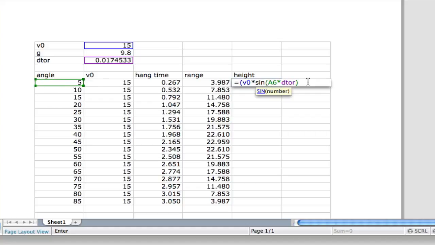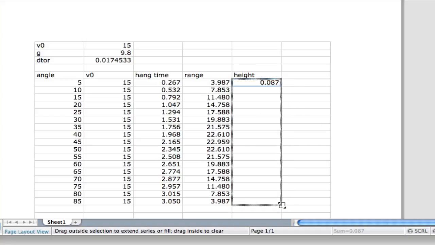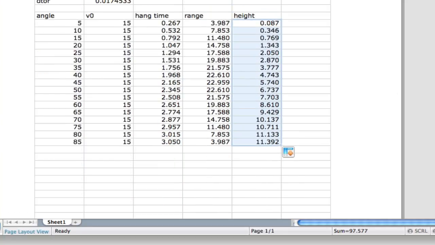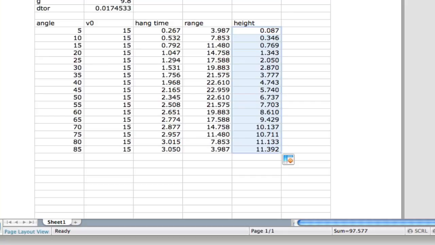And we take this whole quantity, square it, and divide it by 2 times g. And that's our answer. And again, let's take it to 3 decimal points like this. And we click, drag, and fill in. And this is just perfect. So that's our whole setup right there. What we've done is actually calculate this table in a matter of minutes.